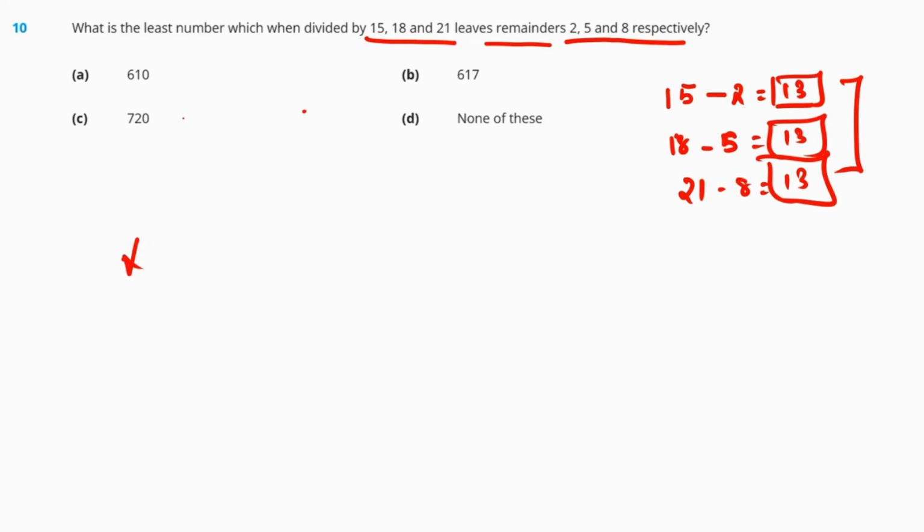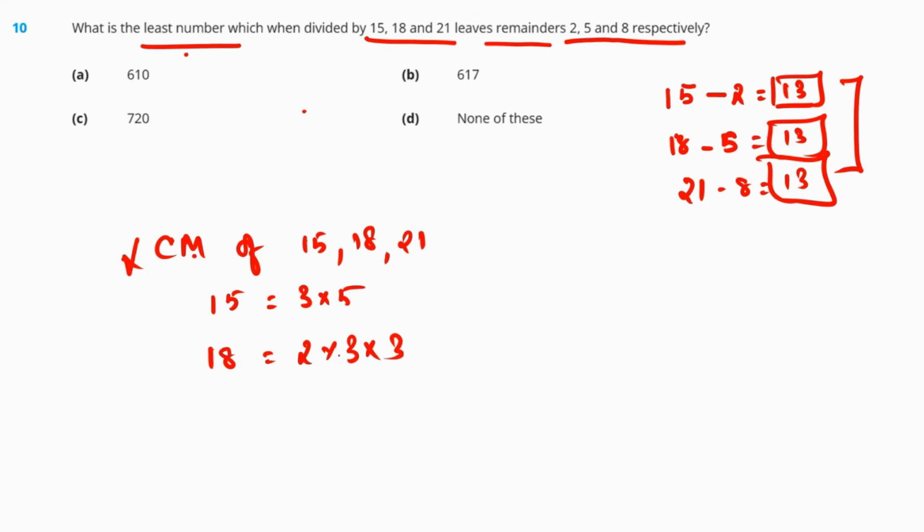So since we have to find the least number, we need to find the LCM first of 15, 18 and 21. If we do prime factorization, the factors of 15 are 3 and 5. 18 is 2 into 3 into 3. 21 is 3 into 7. So the LCM would be a 2, a 3 over here, here and here, so a common 3, again one more 3 over here, a 5 and a 7.